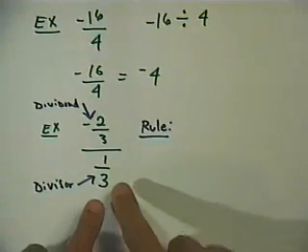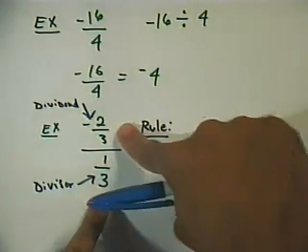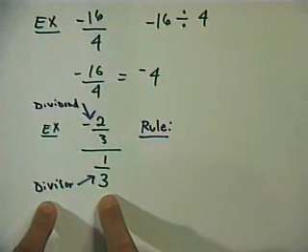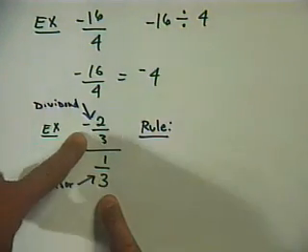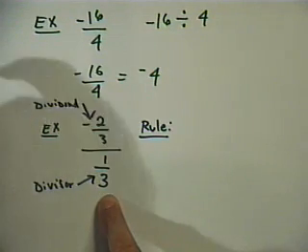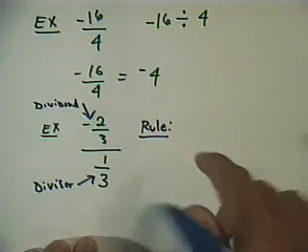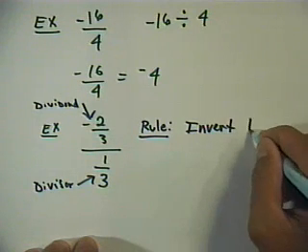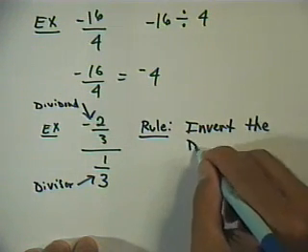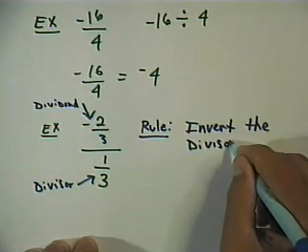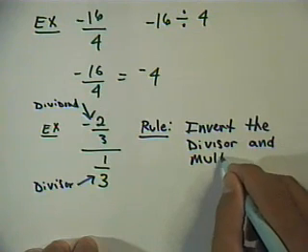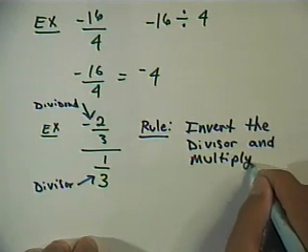What I'm going to do is take 1/3 into negative 2/3. Now the number down here is going to be called the divisor. The number up here is going to be known as the dividend. So our rule here is to invert the divisor and multiply. Now what do I mean by invert?